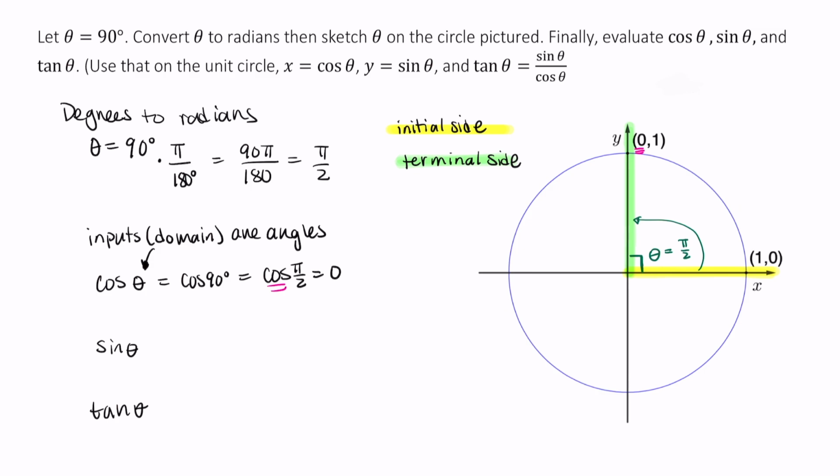Let's do the same thing for sine. Now, instead of looking at the x value, we are looking at the y value. The y value of this point is 1, so the sine of pi over 2 is 1.